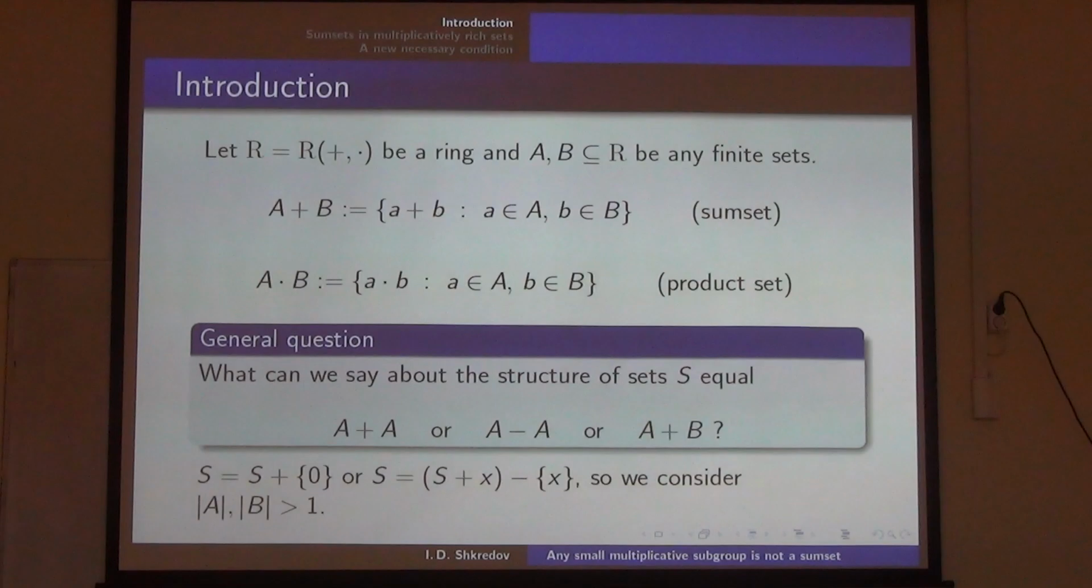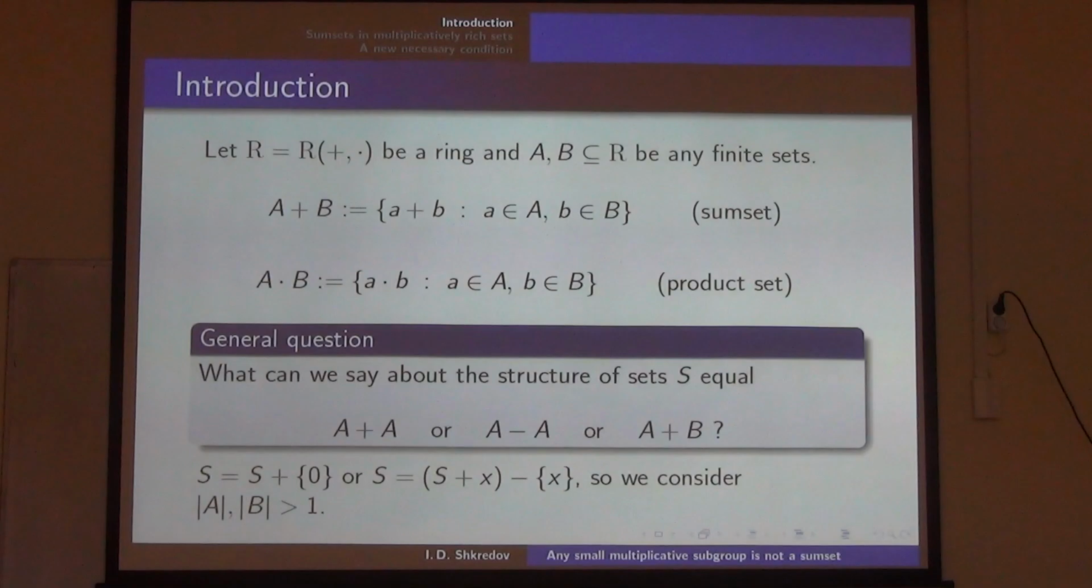So first of all, let me formulate the main question of my talk. We have a ring, a field, and we consider two arbitrary subsets of this field. After that, we can form the sumset of these two sets. A plus B is the set of all pairwise sums of A and B, and we can consider the product set of A and B as well.